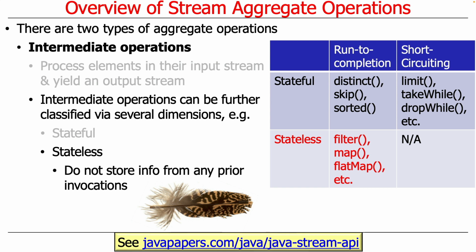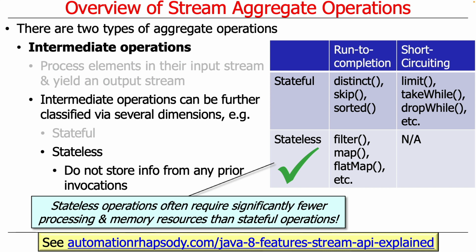Remember, wherever possible, you should try to use stateless operations if you can, because they use less memory, they use less processing, and they also work better when you start dealing with parallel computing because they don't keep state you have to deal with. Now, you can't always do that. If you want to sort something, you're going to need to use sorted. That's stateful. But if you can get away with using the stateless operations, you're better off.